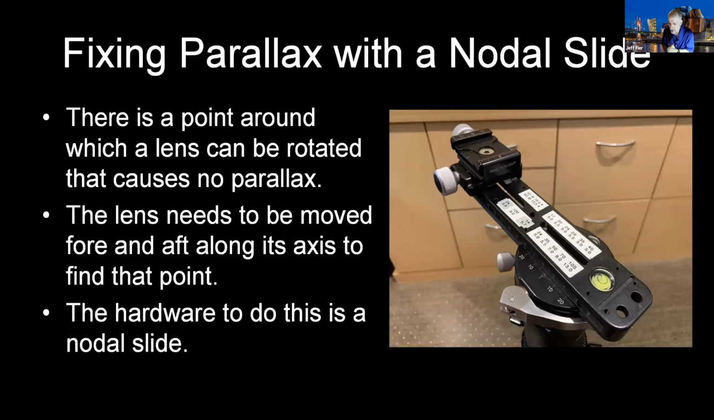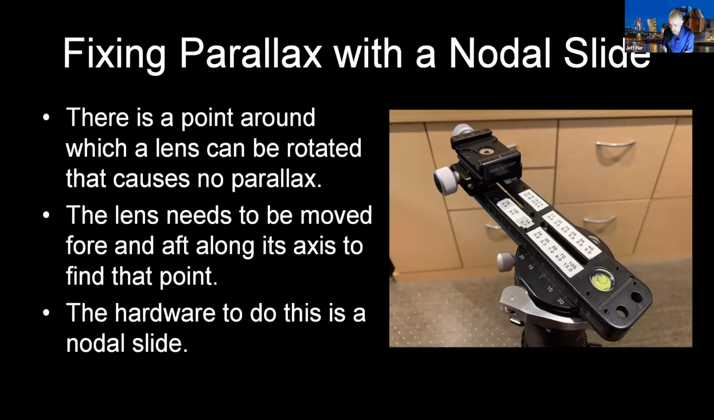It turns out for every lens you have, there is a point somewhere along the axis of the lens where if you rotate your lens around that point, there will be no parallax errors in the images produced. That's just an optical property of lenses. Now, if you've got a zoom lens, that point may be a different point for every different focal length. But for any individual fixed focal length, there will be a point.